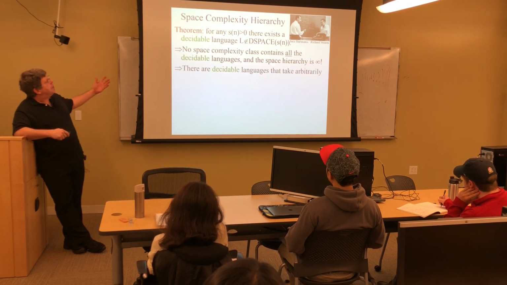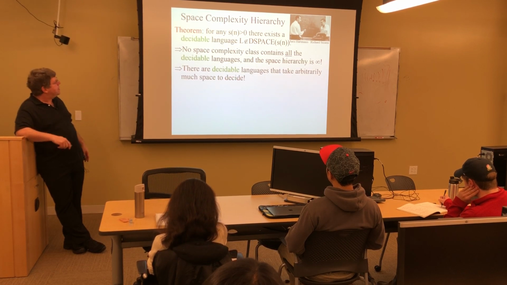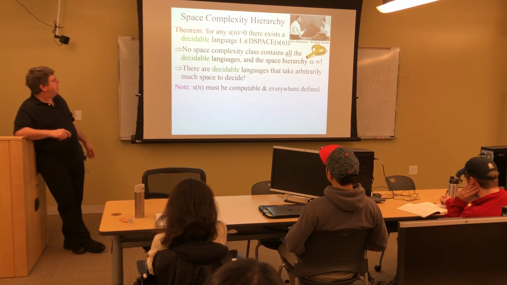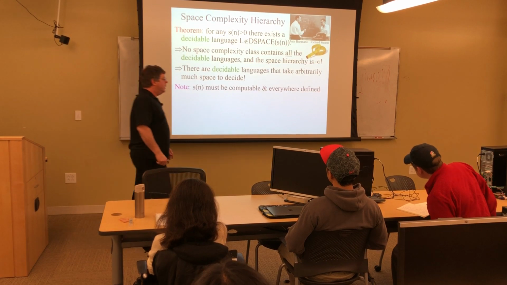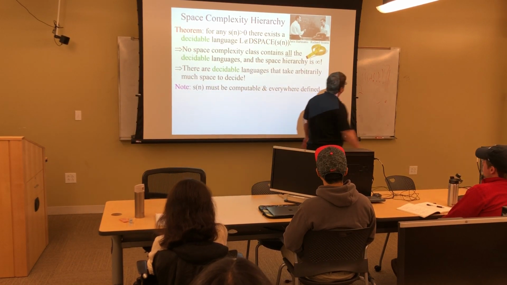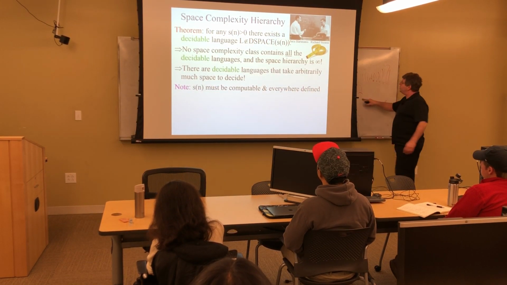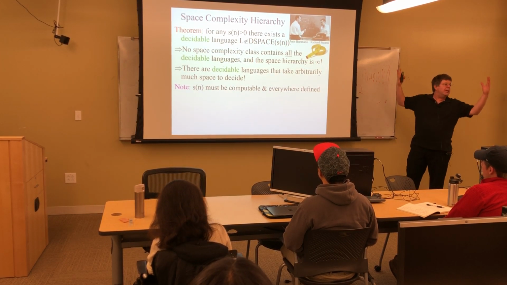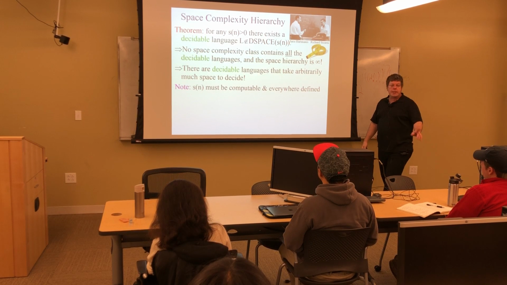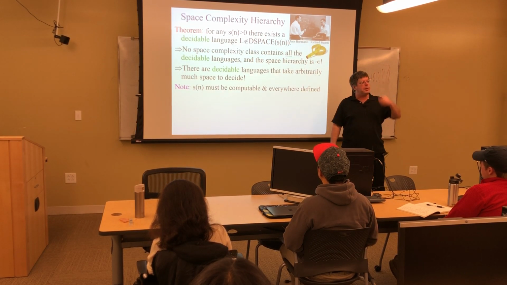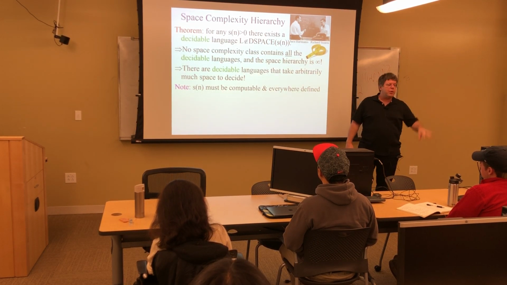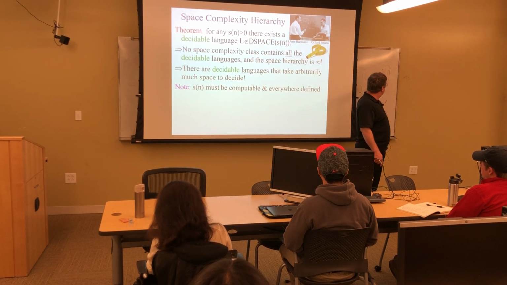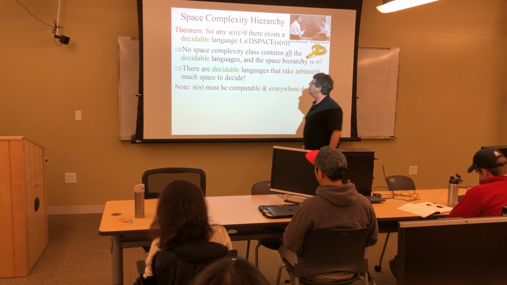In other words, there is no space complexity class that contains all the decidable languages, and there are decidable languages that take arbitrarily more space to decide, like this big growing function here with all these factorials and exponentials. Some decidable languages take at least that much space and more to decide. And they're not undecidable. They're perfectly decidable. There are algorithms for them which always halt and always give the right answer. But even the fastest of these algorithms will take more than that, space or time.